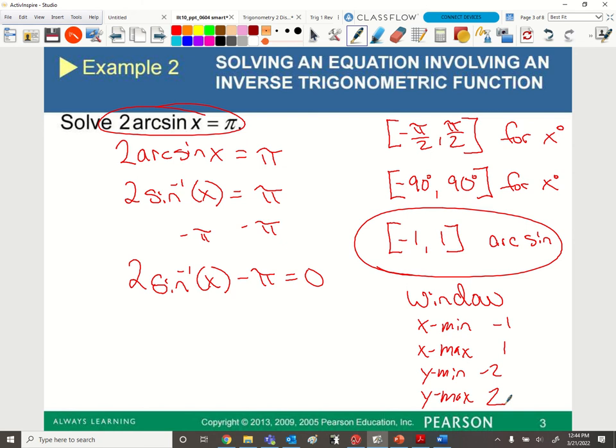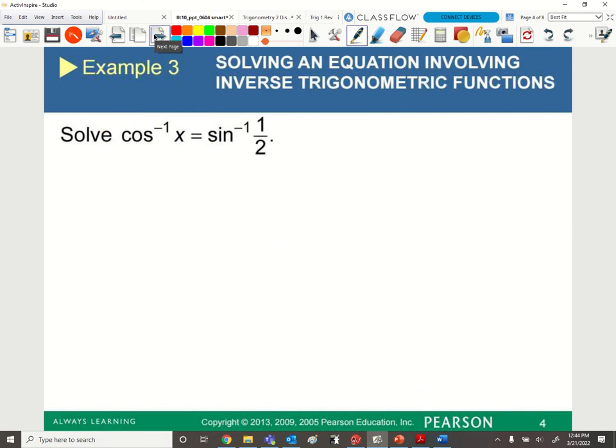All right, let me do this again for my next one. This says the same thing, but this is going to be an arc. So inverse cosine of x equals inverse sine of 1/2. All right, so I'm going to set this equal to 0 now. Since x is the thing I'm looking for, I'm going to use the window for this.